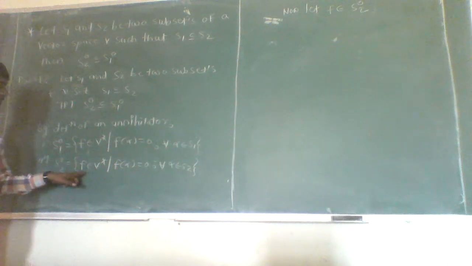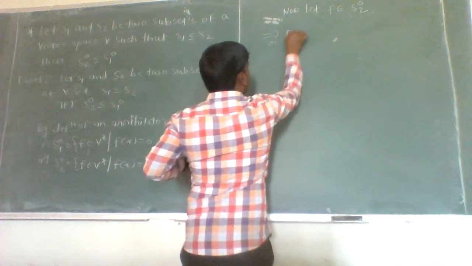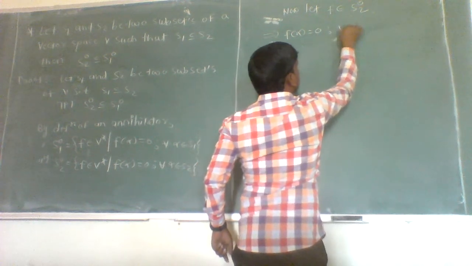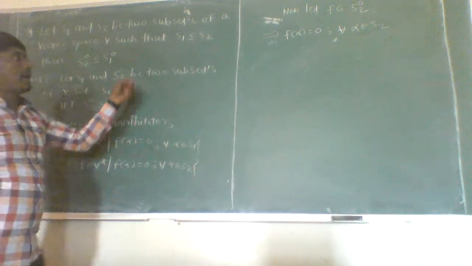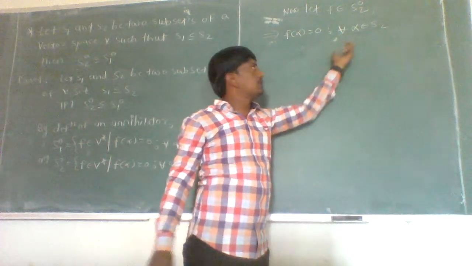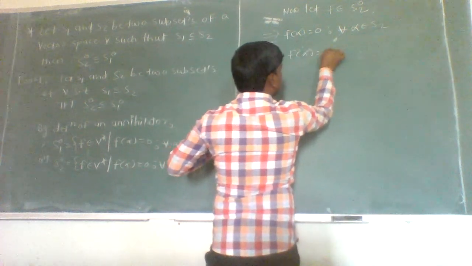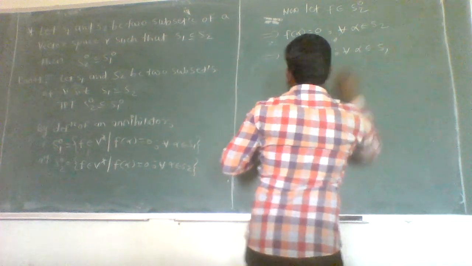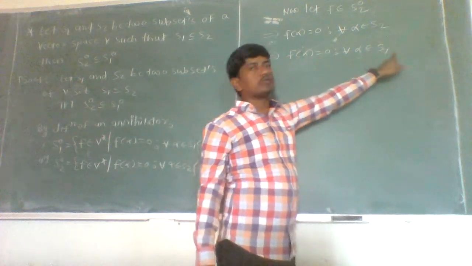As f belongs to S2 annihilator, and S2 annihilator contains all the linear functionals such that f of alpha is equal to 0 for each alpha belonging to set S2, this implies f of alpha is equal to 0 for each alpha in S2. But given that S1 is a subset of S2, every element of S1 is an element of S2, and f of alpha is 0 for each alpha in S2, so f of alpha must be 0 for each alpha belonging to S1. Suppose this is equation 1 and the earlier one is equation 2; here we get f of alpha equal to 0 for each alpha belonging to set S1.